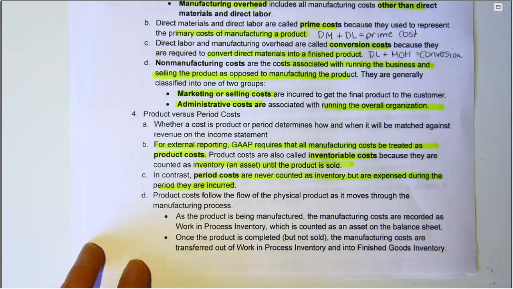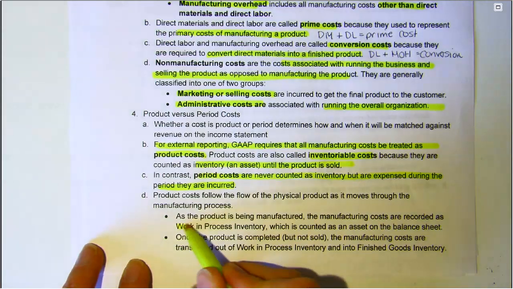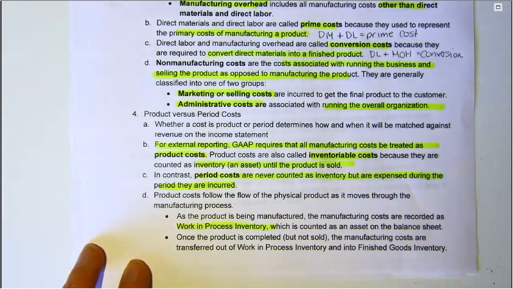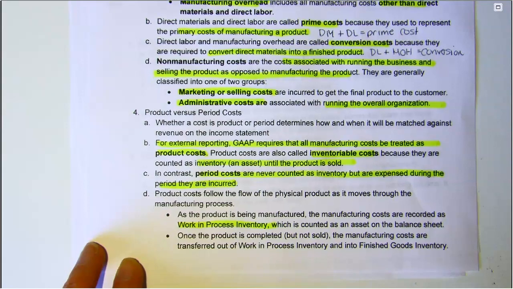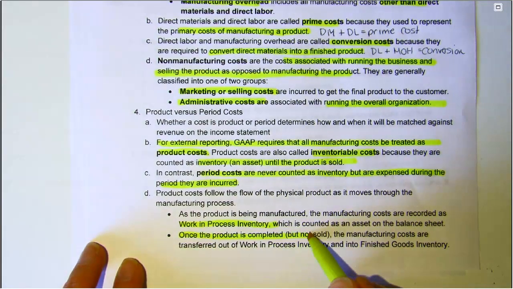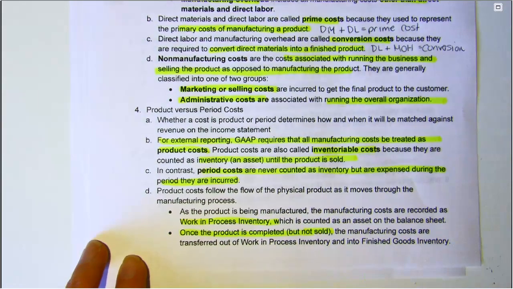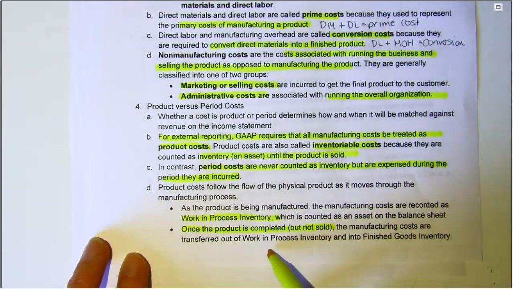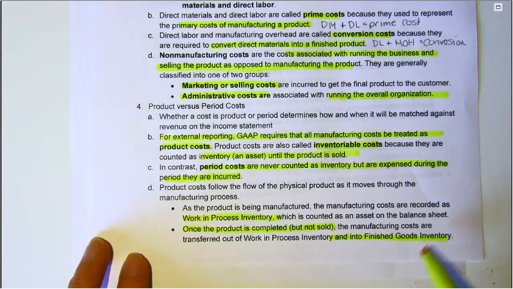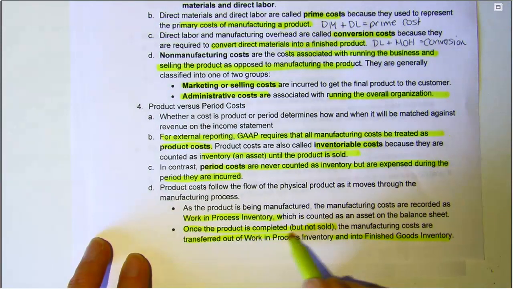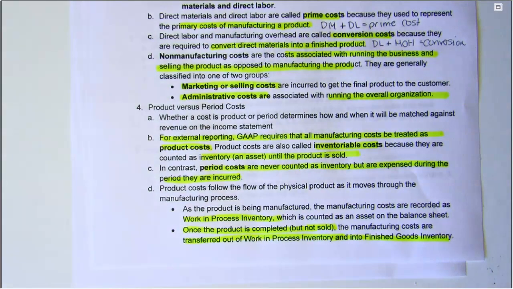First, materials are requested from our raw materials inventory, and they're recorded in our work in process inventory once work begins on a product. And direct labor is added as well there. Once the product is completed, finished, but not sold, it's taken out of work in process inventory and transferred into finished goods inventory. And it sits there, in an inventory account, still an asset, until it's sold.